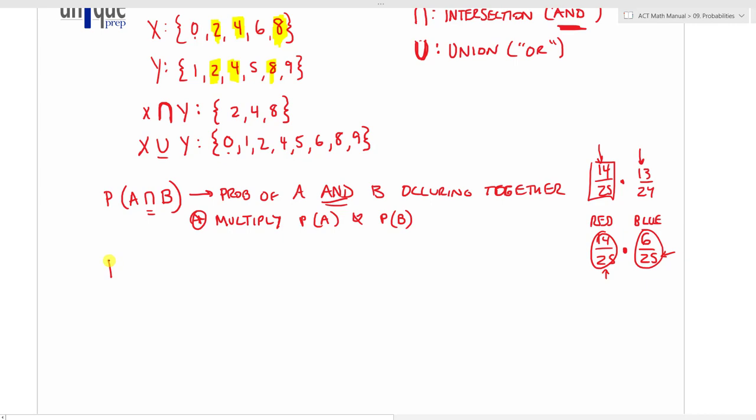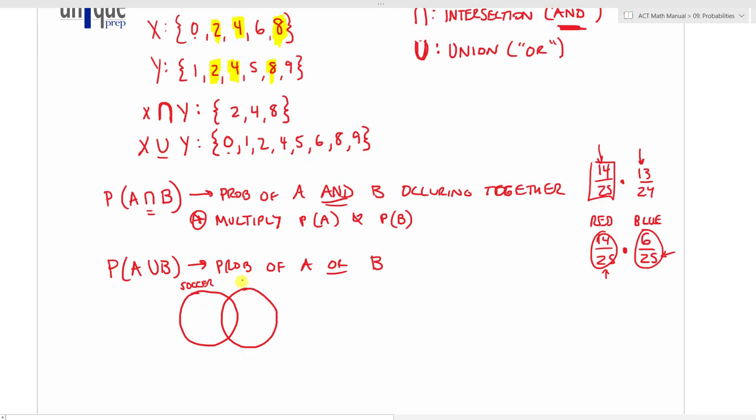Now, the slightly trickier one here would be this guy. What this means is the probability of A or B. Now, let's take a look. I'm going to do a little Venn diagram here. Let's say this is students on the soccer team, and let's say this is students on the basketball team.